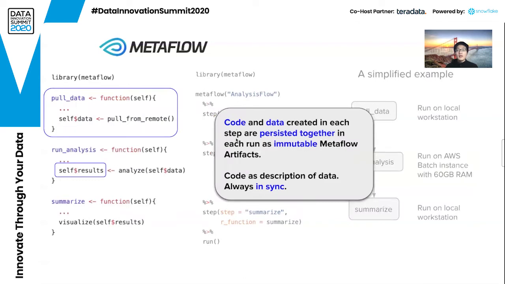Code and data created in each step are persisted together as immutable data objects. In some sense, code almost becomes a description of the data, and they are both contained in the Metaflow step. Because data objects are immutable, we don't need to worry about accidental data overwriting across runs. Variables without self$ are not persisted, and their lifetime ends when the step ends. All variables with the self$ sign are persisted as Metaflow artifacts, and they're accessible in downstream steps.